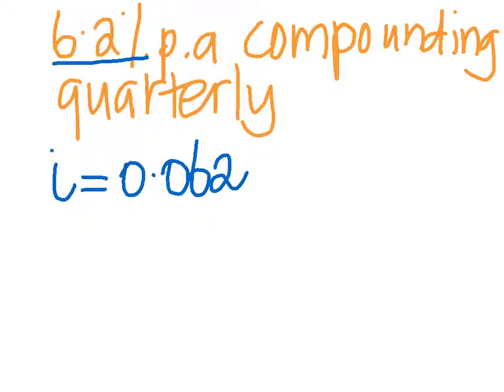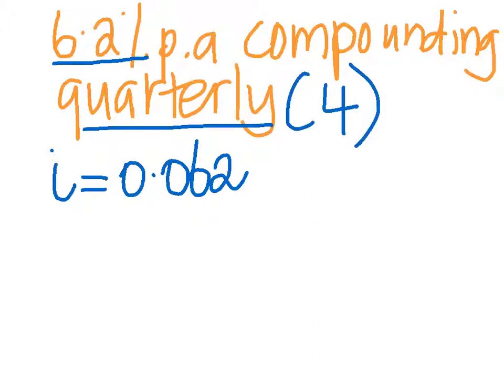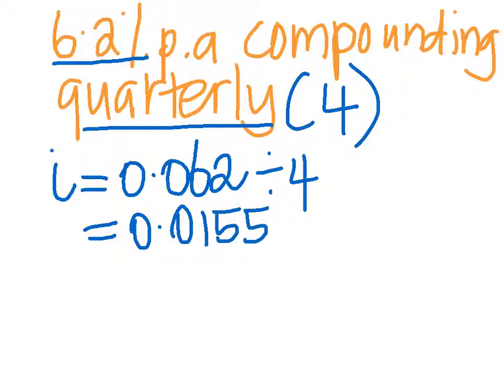0.062. And because it's compounding quarterly, that means in 1 year there are going to be 4 periods, because we're going to break the year into quarters. So we have to break our interest rate into quarters. So we're going to divide that by 4. So we have an interest rate of 0.0155. Okay, that's going to be our I value.